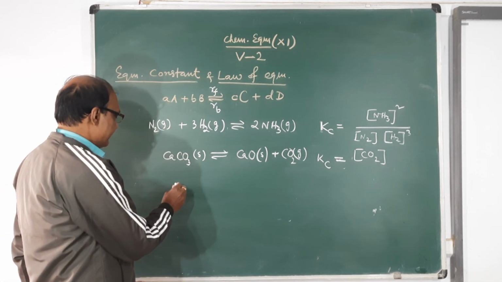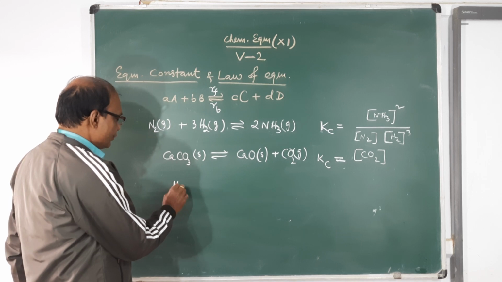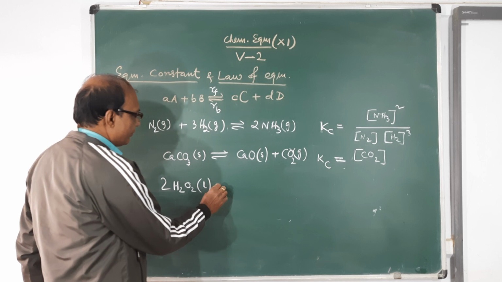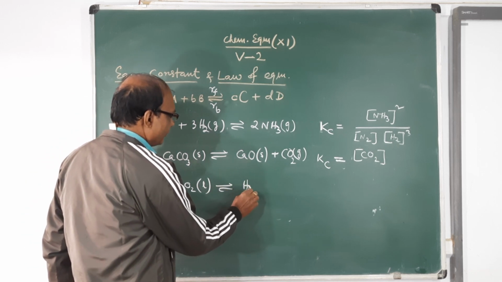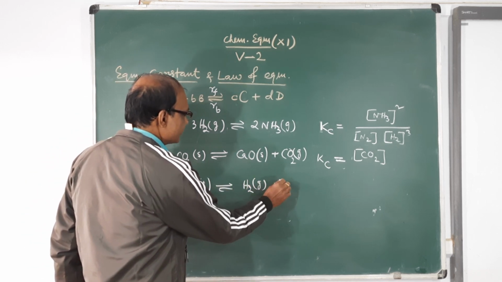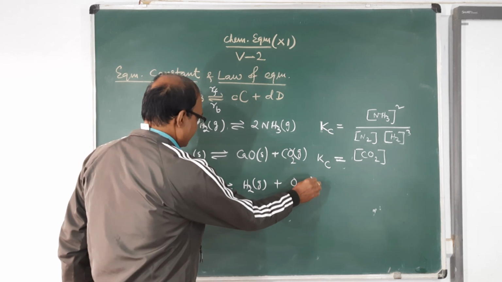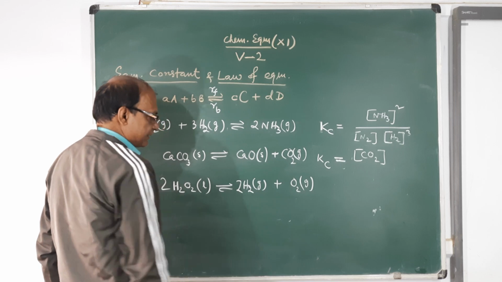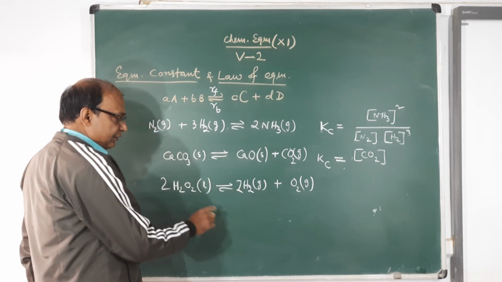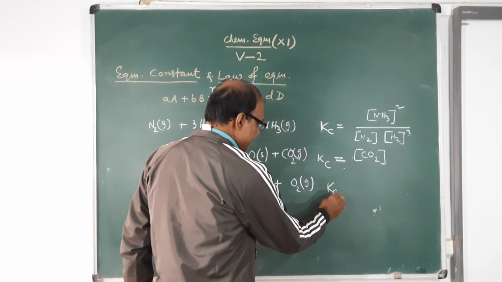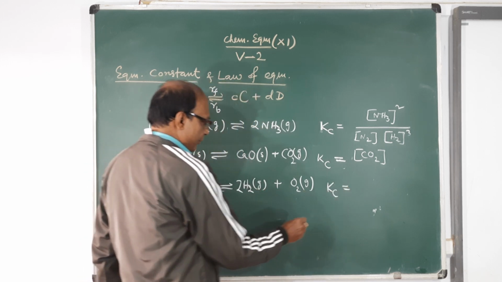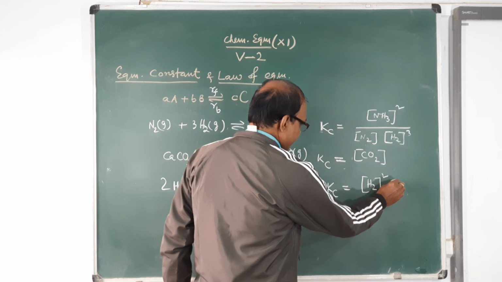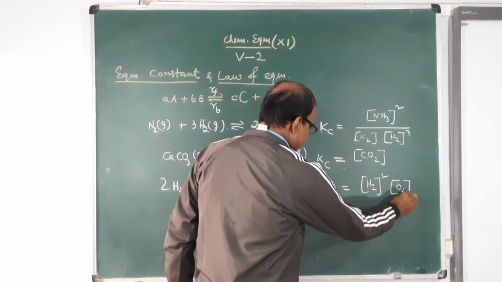So, let us take this example: H2O2 liquid gives 2H2 gas plus O2 gas. So, this is liquid given. Therefore, when you write the expression of Kc for this reaction, you have to write only the concentration of hydrogen power 2 into the concentration of oxygen, nothing more.